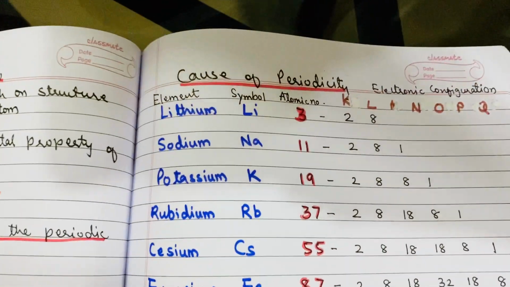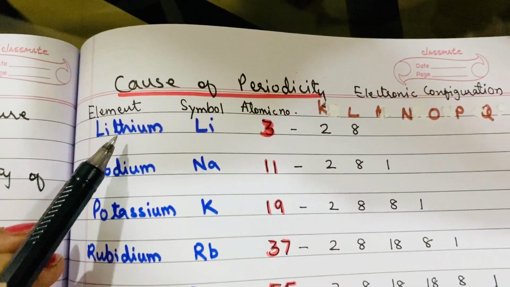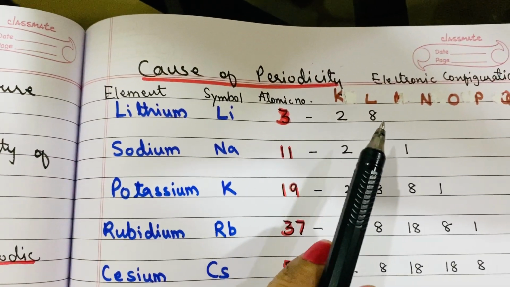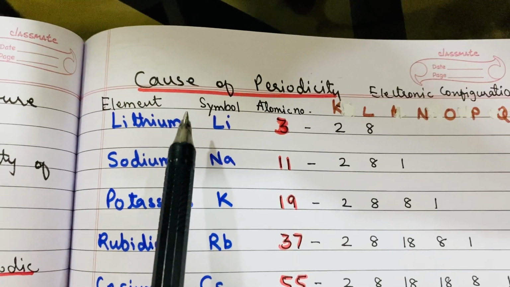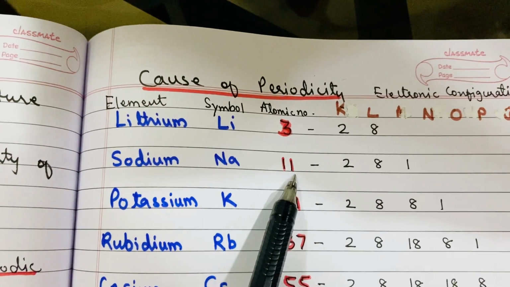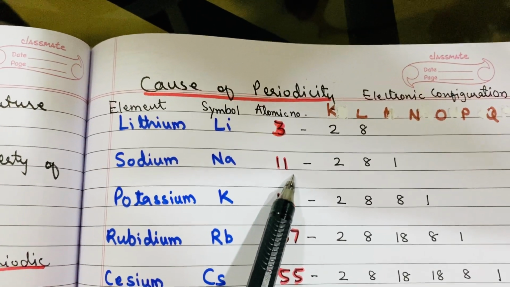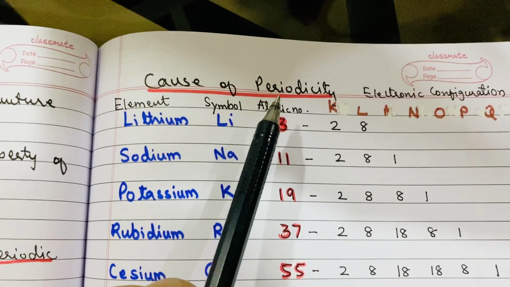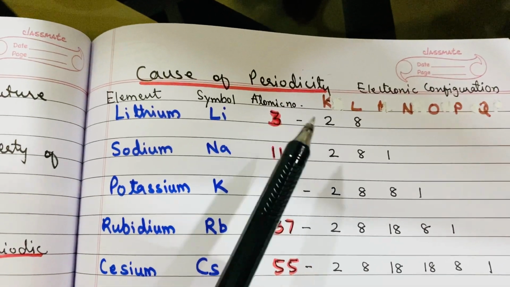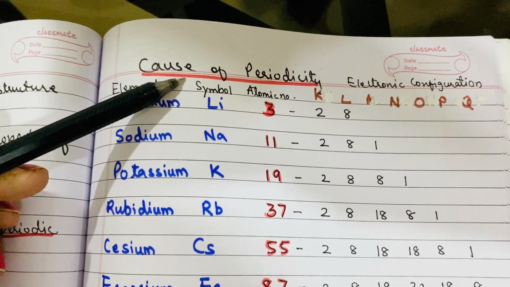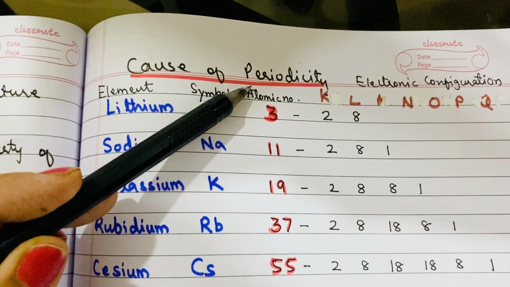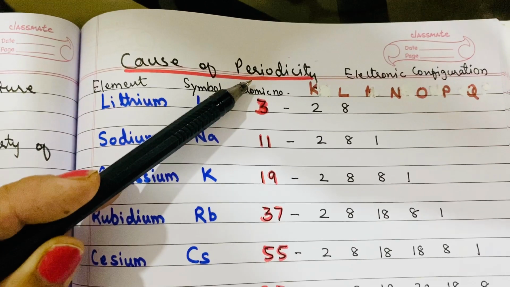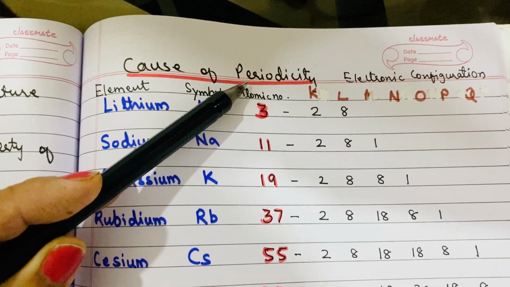every element has a certain atomic number, that is, the number of protons. Every element has a fixed atomic number, and the atomic number of one element is different from the atomic number of other elements, right? So when these elements were arranged according to the increasing order of their atomic number, it was found that there was a certain repetition of chemical properties after a certain interval. So this is called periodicity, the repetition of chemical properties.